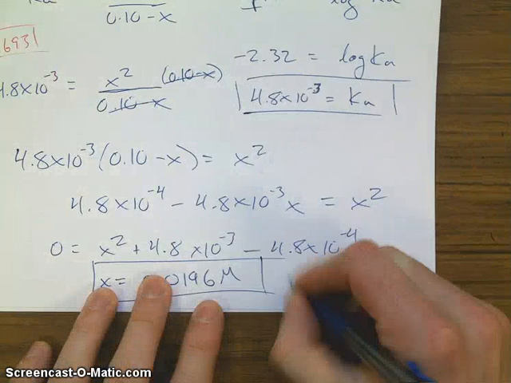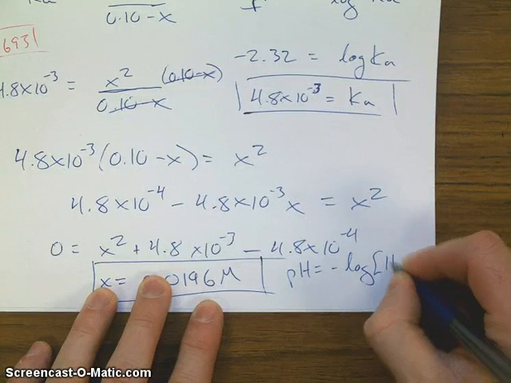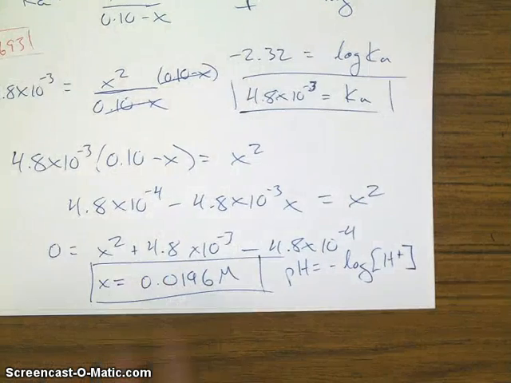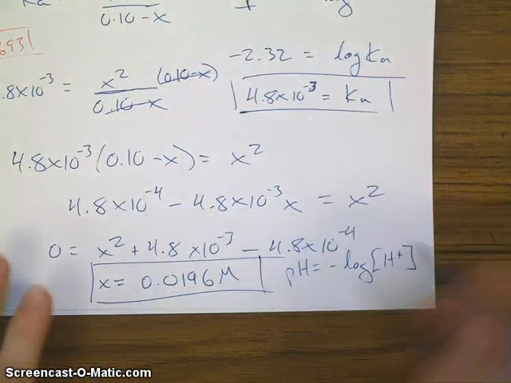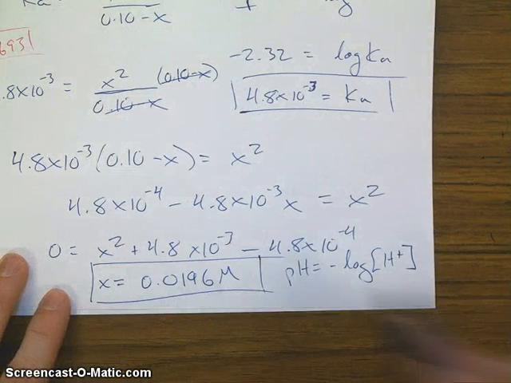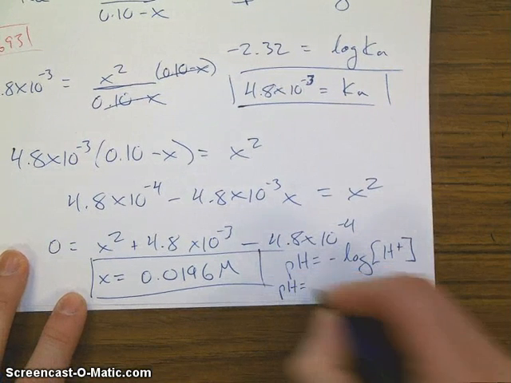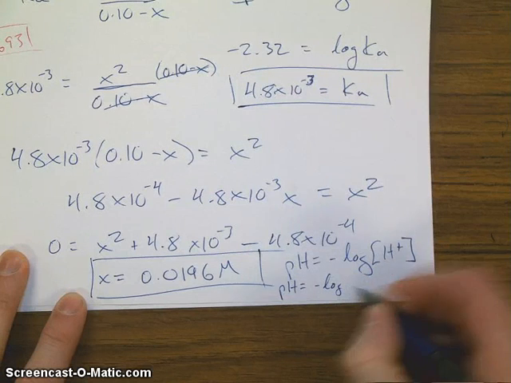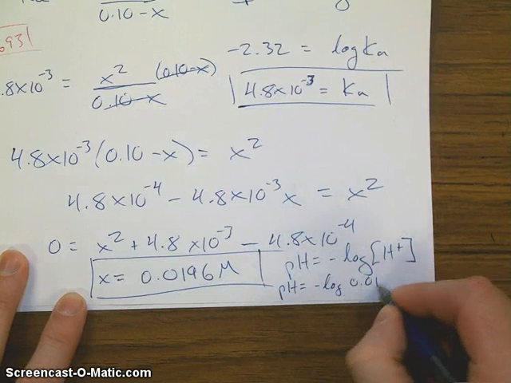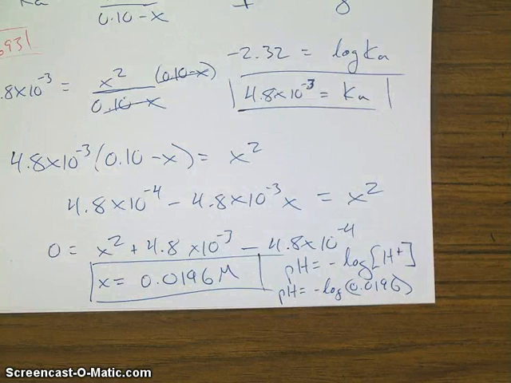So don't forget, pH is the negative log of my hydrogen ion concentration. So this is your molarity for x, and then you take this number and you put it in for the hydrogen ion concentration. So the pH is equal to the negative log of 0.0196. And then when you do that, you find your pH, and your pH ends up being 1.71. I'll write that over here.